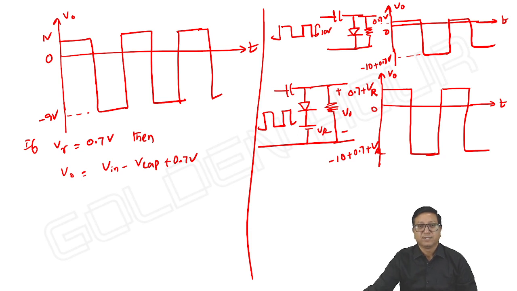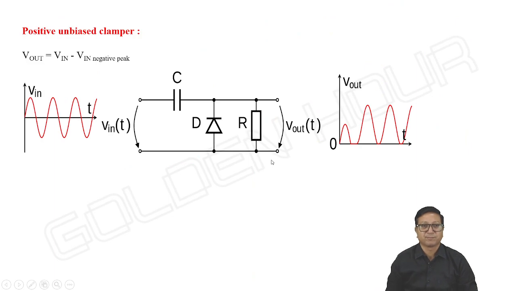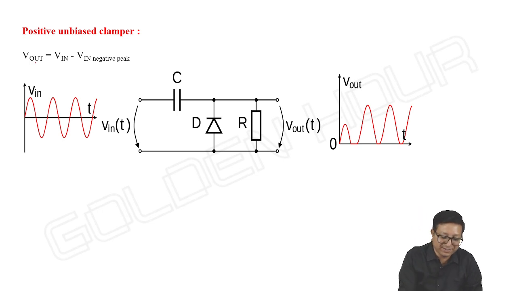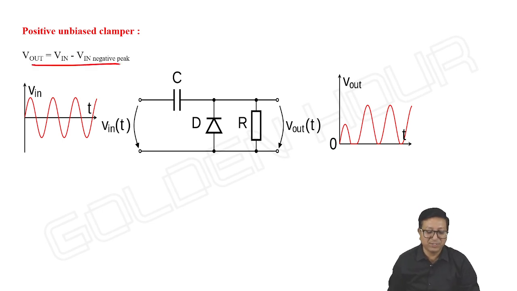Okay, then let us have a look at the positive clamper. Unbiased clamper, first we will see. Next, biased clamper. I wrote here the final statement, output is equal to input minus V input negative peak. Earlier, I wrote V output is equal to input minus V input positive peak. Now it is negative peak.